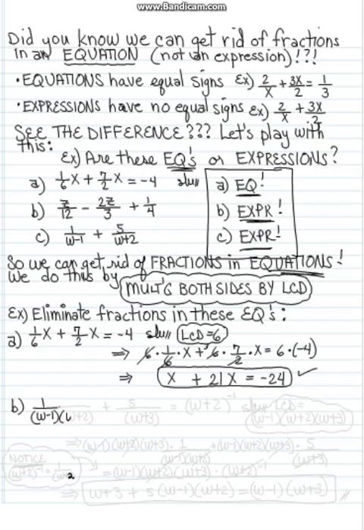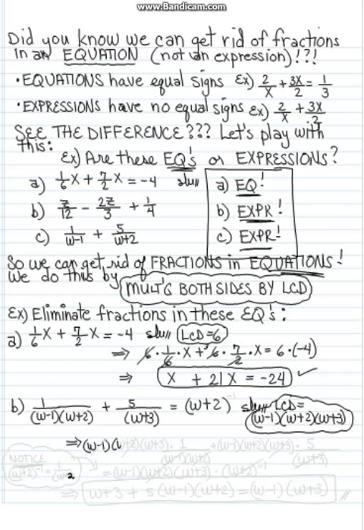Part B. Let's take something that looks like a previous example. Let's put an equal sign in it. 1 over w minus 1 times w plus 2 plus 5 over w plus 3 equals, let's see, w plus 2 to the -1 power. We're going to make that to the -1 power. Now the LCD is w minus 1 times w plus 2 times w plus 3 because w plus 2 to the -1 power is actually the same as 1 over w plus 2. We'll mention that in a moment. So multiply both sides of the equation by the LCD, w minus 1 times w plus 2 times w plus 3. And you're going to see something happening here.